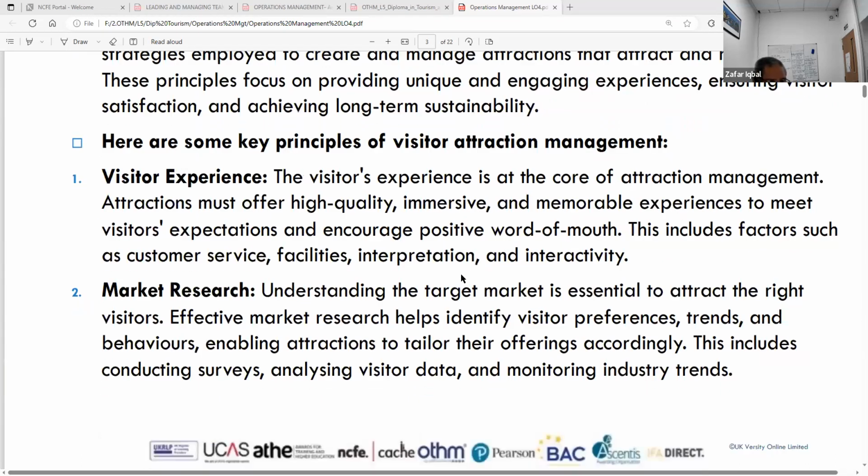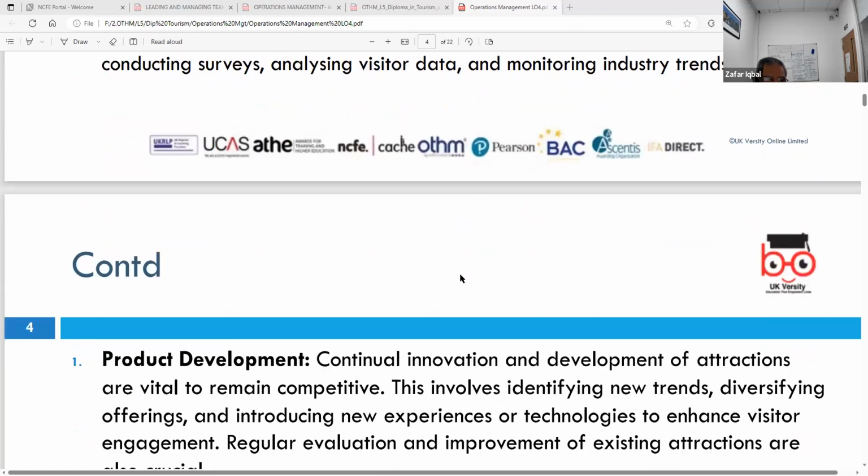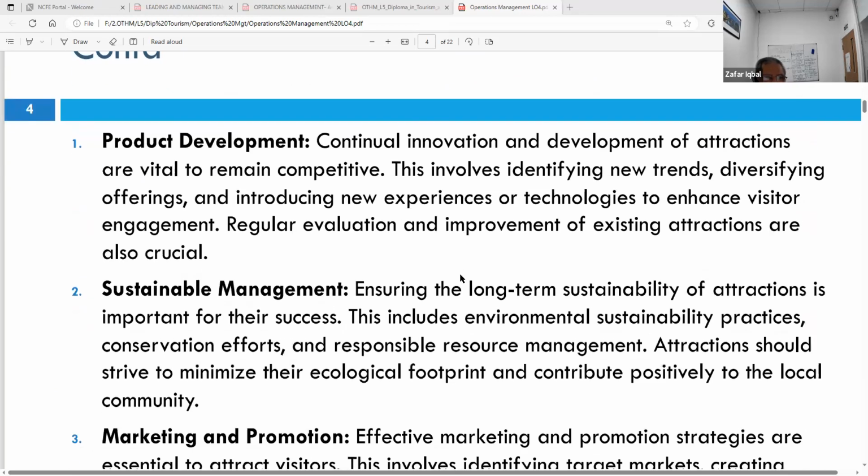So you have the visitor experience, you look at the market research, and you look at product development, i.e. what type of products and offerings this attraction provides in its particular place. This is to enhance visitor engagement and improve existing attractions. Different products will give you different attractions, and different customers will come and have a different experience.